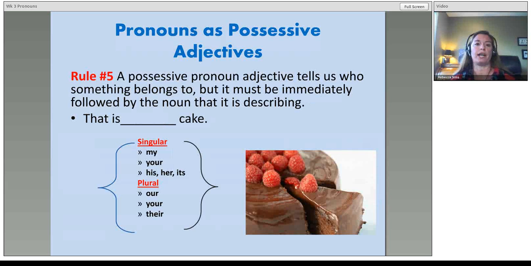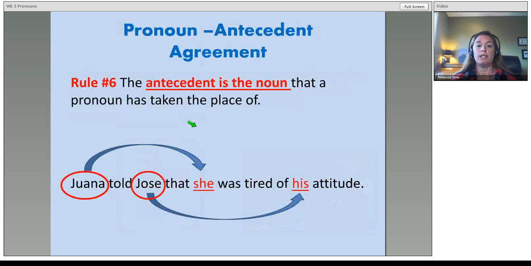Rule 5. A possessive pronoun adjective tells us who something belongs to, but here's the kicker, it must be immediately followed by the noun that it describes. So that is blank cake. The possessive adjective pronoun, my cake, your cake, our cake, needs to be immediately followed by whatever the noun is that they're showing possession of.